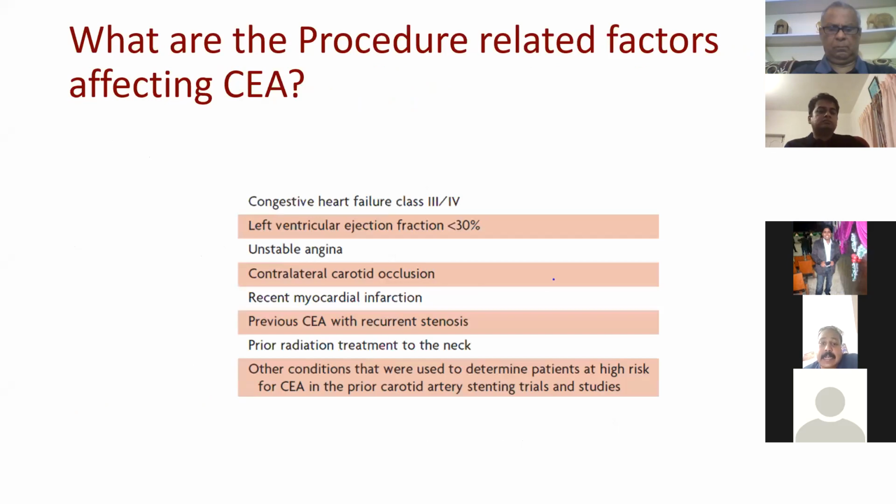The procedure-related factors during endarterectomy are, suppose the patient has congestive heart failure, left ejection fraction less than 30, unstable angina, recent MI, or local factors like prior radiation to the neck or previous cranial nerve injury. These patients are considered a relative contraindication for doing endarterectomy.